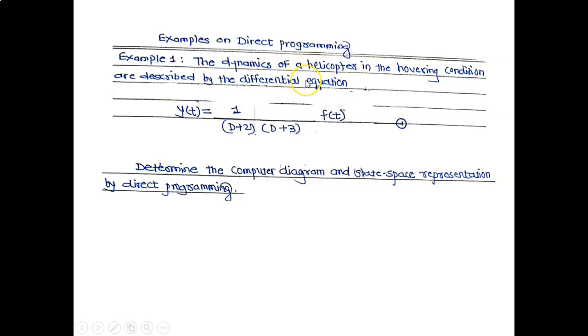The dynamics of a helicopter in the hovering condition are described by the differential equation y(t) is equal to 1 divided by (D plus 2) into (D plus 3) into f(t). Equation 1. Determine the computer diagram and state space representation by direct programming.